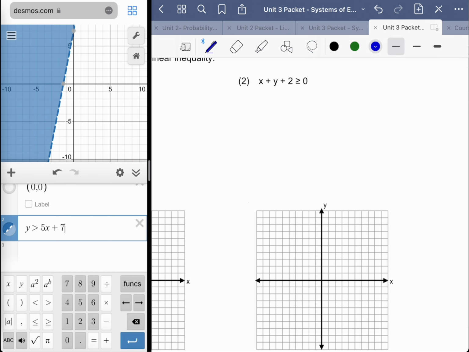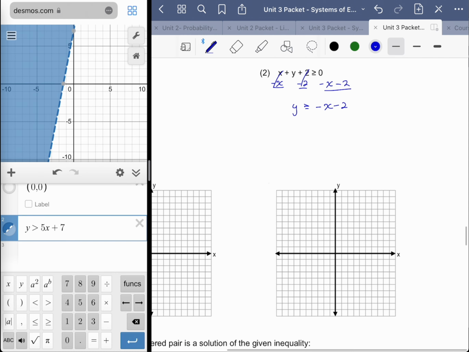Solve for y in terms of x, so I want to subtract an x from both sides, subtract a 2 from both sides. That's the only additional step that comes into play aside from actually having to create the graph yourself. Negative x minus 2 has a slope of -1, a y-intercept of -2.